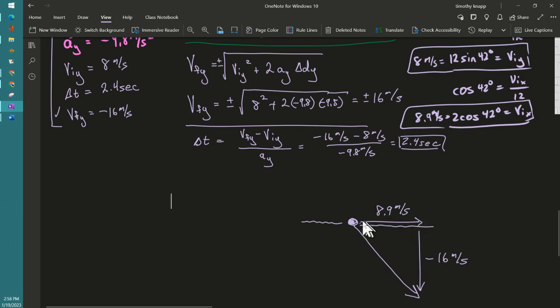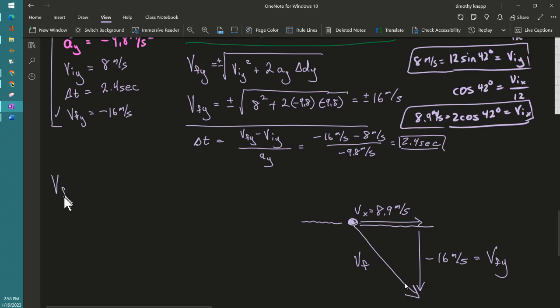Okay? Meaning that its final velocity here has two components, a horizontal component, which we'll label Vx, and a vertical component, which we'll label Vfy, okay? Now notice the orientation of these two components. They are at right angles, and the final velocity is the hypotenuse of this triangle.